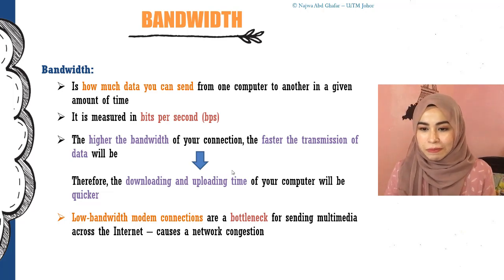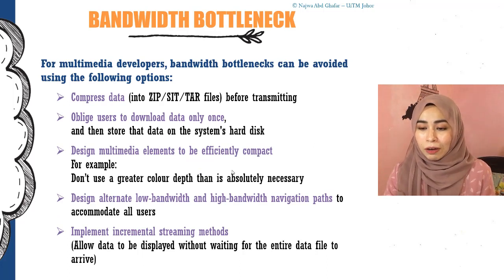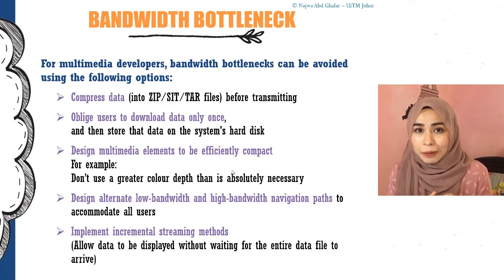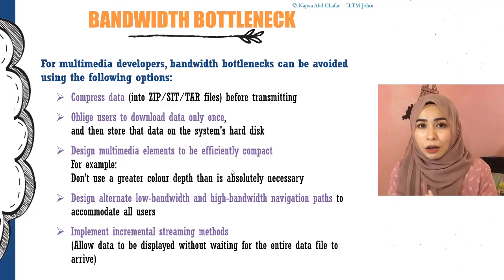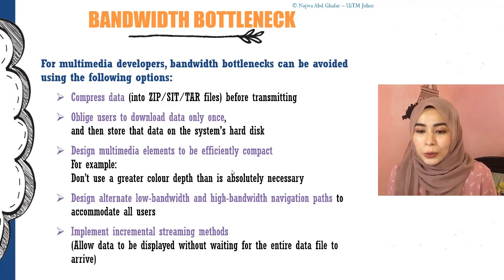Okay, so whenever we have a bandwidth bottleneck, these are some tips or some considerations that you can do. All right, so before you transmit your data, you might want to compress your data. Compressing means you want to lessen your data. All right, when you compress your data, it will be a lot smaller, so it'll be faster for you to transfer your file. All right, also you can oblige the users to download the data only once.